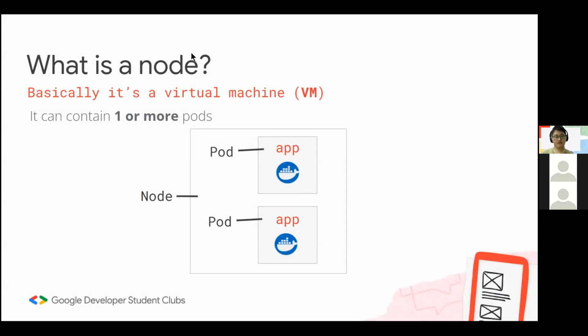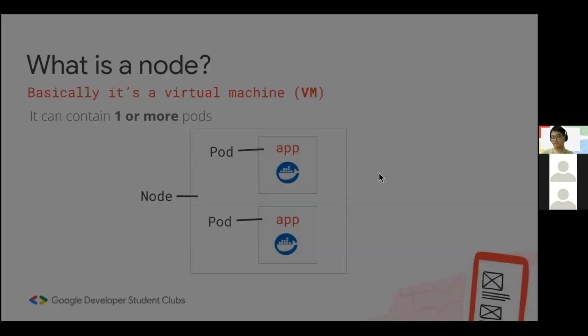And what is a node? A node is basically a virtual machine in Kubernetes. So this is a node, a virtual machine that contains 1 or more pods. So a node or virtual machine can contain 1 or more pods.